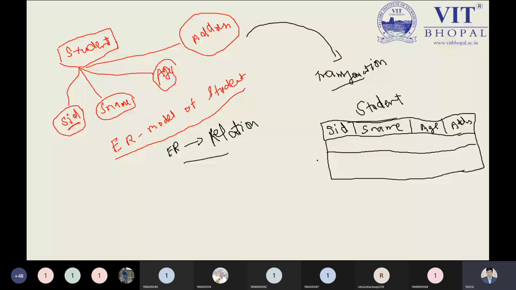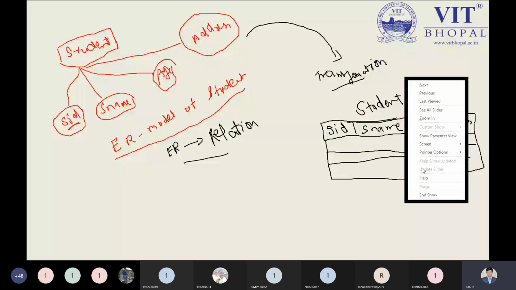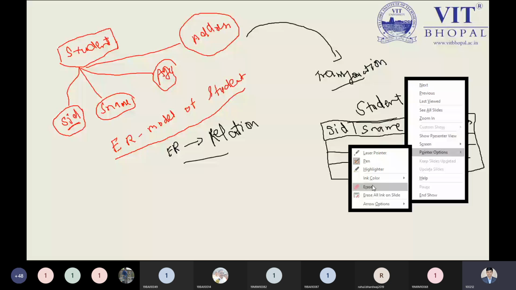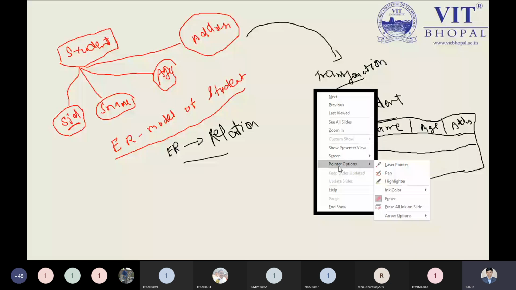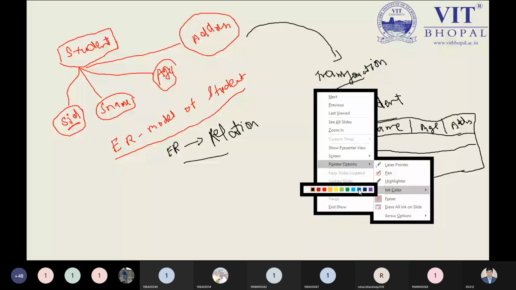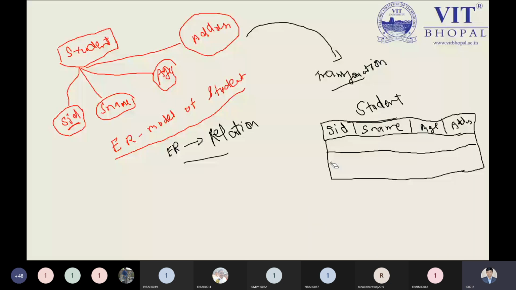So what is the ER model? The ER model is nothing but a graphical representation of the entities as well as their relations with the other entities. Okay, so let me complete this diagram. Suppose I have three records: one, two, three.